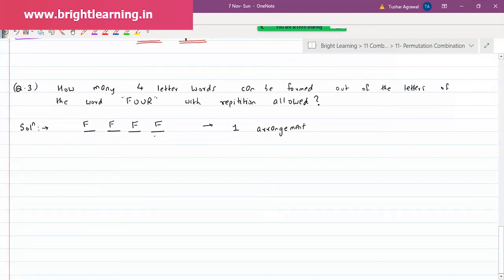Got it? If I just change this to, let's say, F, F, F, and O, this is the second arrangement. The first arrangement is F, F, F, F. Triple F, O is the second arrangement. And so on and so on. So how many such arrangements are possible? This is the suitcase approach.